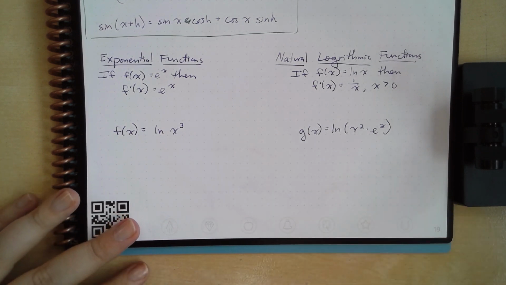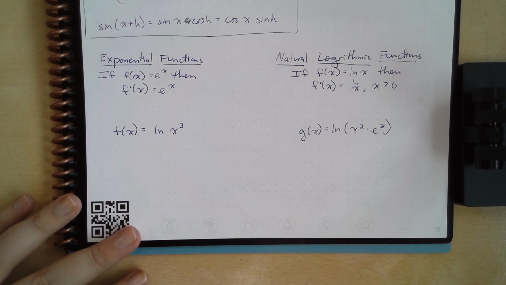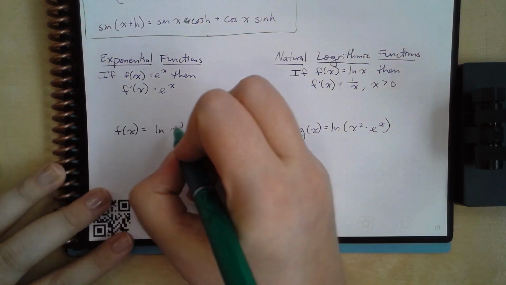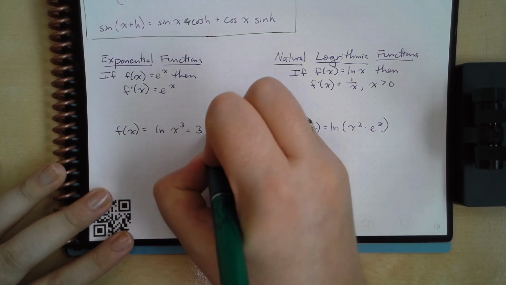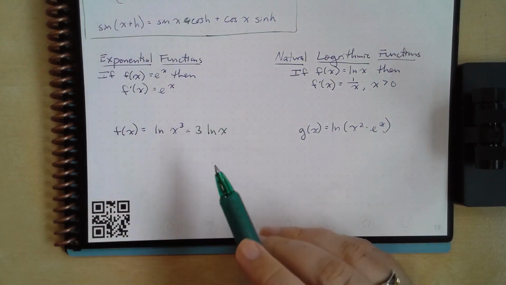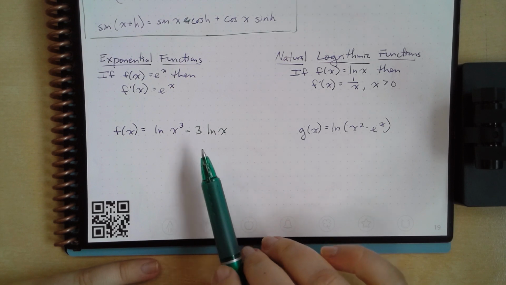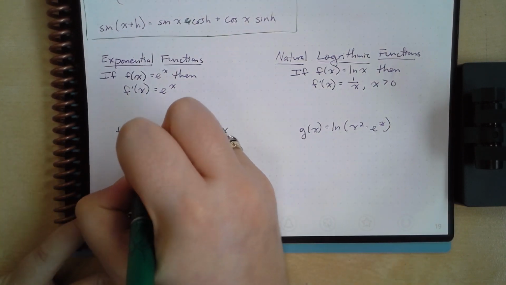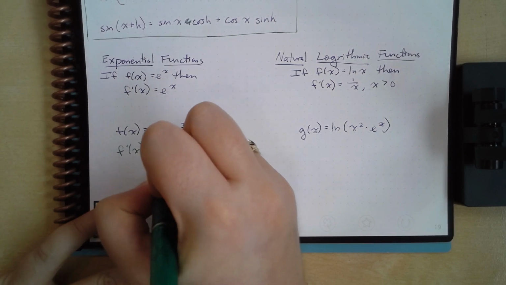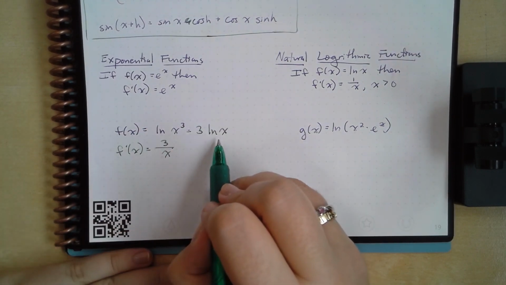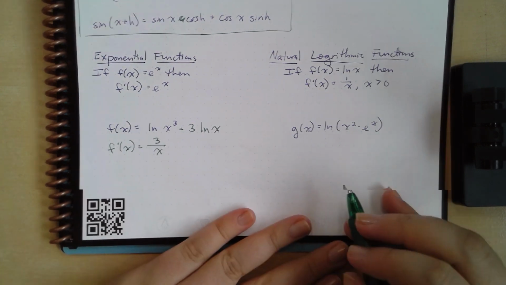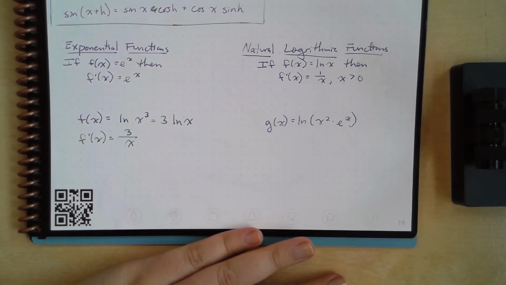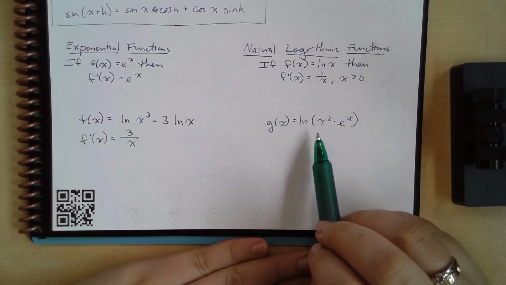Here we've got the natural log of x cubed. Well, I can rewrite that as f of x equals 3 natural log of x. You hopefully remember your properties of logarithmic functions. So f prime of x is just going to be equal to 3 over x, right? 3 times the derivative of natural log of x, which is 1 over x. That's it.